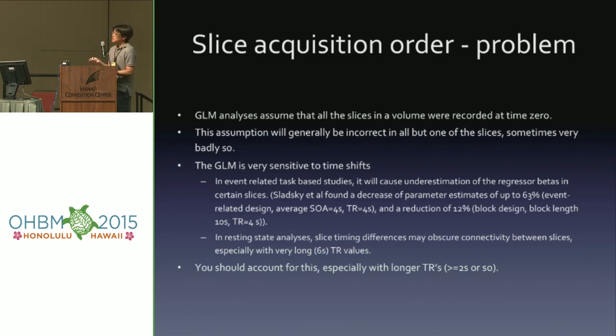People did some simulations and found that your beta value is decreased by up to 63% in the event-related design and up to 12% in the block design, given a TR equal to 4 seconds. So if you're not doing the correction, your beta value is wrong dramatically. And for resting state data, if you don't do the correction, you cause huge ambiguity in your connectivity analysis because all the slices are wrong except the first one. The longer the TR, the worse the problem is if you're not doing the correction.